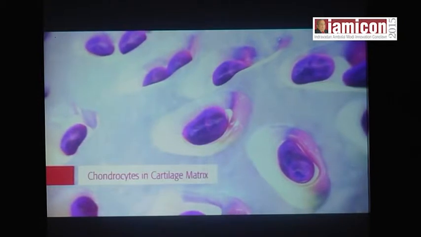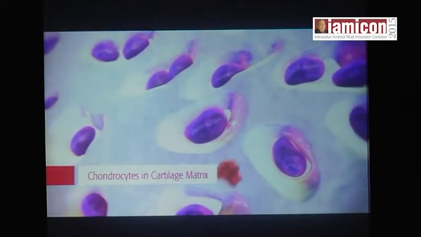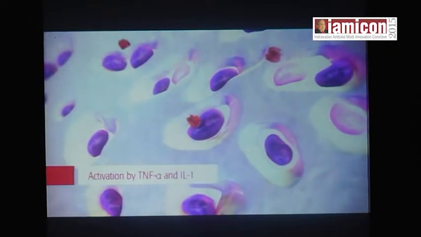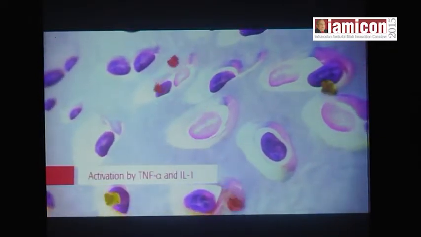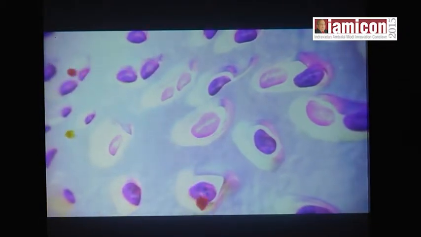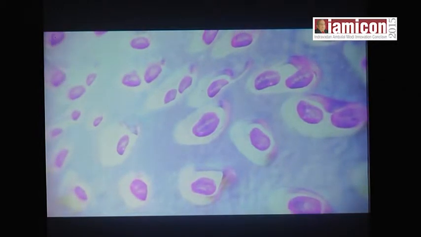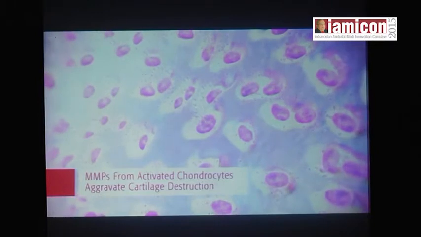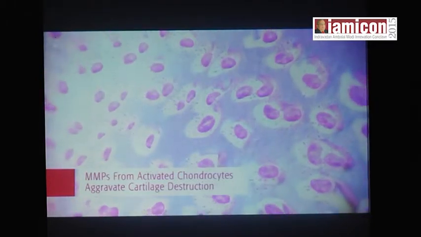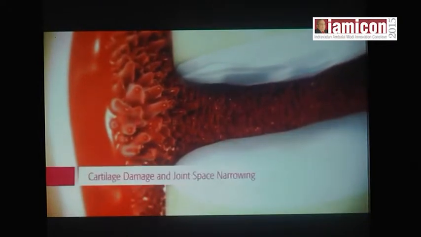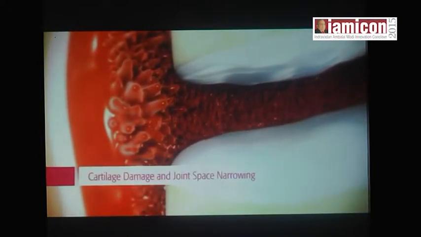Chondrocytes are the main cellular component of cartilage and normally produce the extracellular matrix. However, in response to stimulation by TNF-alpha, IL-1, and other inflammatory mediators, chondrocytes become activated in the rheumatoid joint. Activated chondrocytes secrete more inflammatory factors and more metalloproteinases, MMPs, which aggravates inflammation and cartilage damage. The cumulative result is irreversible cartilage damage and joint space narrowing.